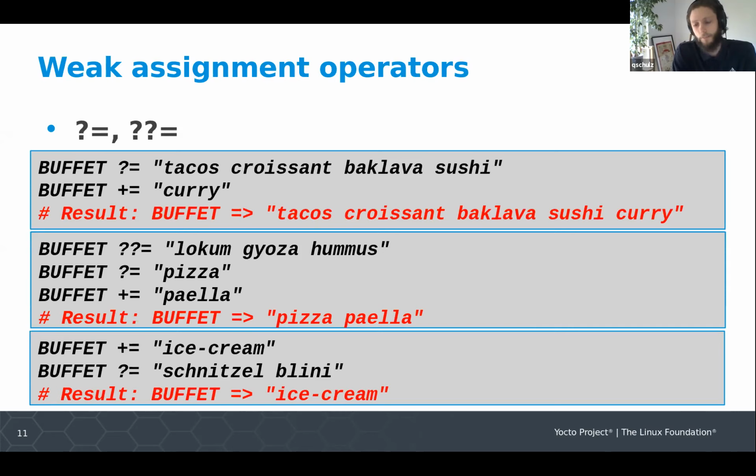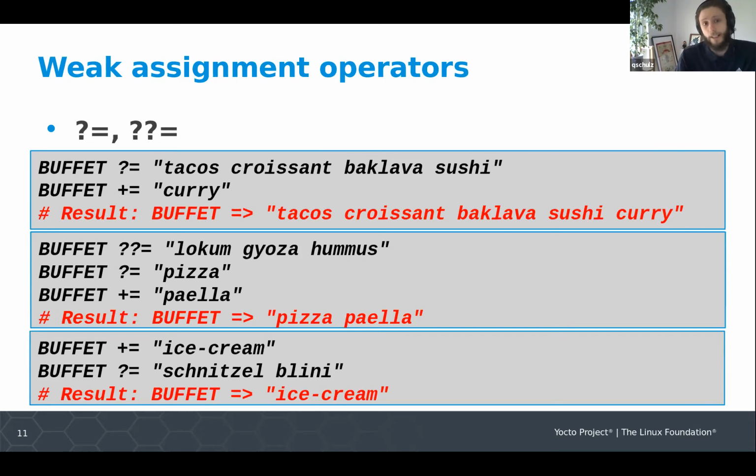So basically, when you put it in the recipe, if you have plus equal, equal plus, dot equal, equal dot, or equal before the question mark equal, then the question mark equal won't happen, right? Because a plus equal is going to set the variable even if it doesn't exist. So that is why the last example we have in the buffet only has ice cream and not schnitzel and blini.